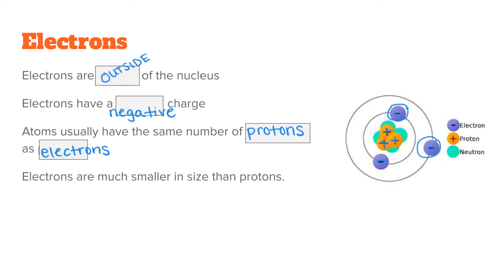One thing to remember, too, is that electrons are much smaller than protons. So all of these things are really tiny. Like, you cannot see these with your eyes, of course, but electrons are even tinier than protons.